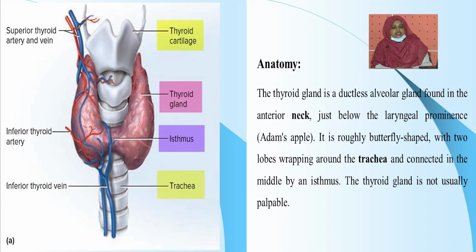Before going to the pathology session, you have to know about the basic anatomy and the physiological function of the thyroid gland. We know that the thyroid gland is a ductless alveolar gland located anterior to the neck, just below the laryngeal prominence, which is called Adam's apple, and it is roughly butterfly shaped. It has two lobes, right and left, attached by an isthmus. The thyroid gland is not normally palpable. When there is a pathology, the thyroid gland becomes palpable.